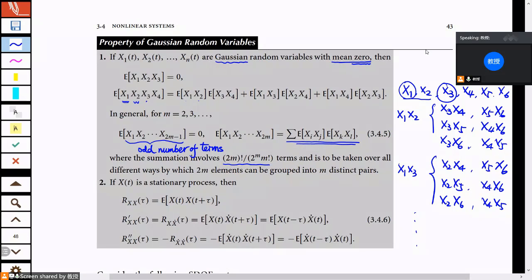And normally 4 terms would be enough in our nonlinear system. Okay, we will see in a moment. But using this general formulation, you can derive the formula for the expected value of a product of many Gaussian random variables.